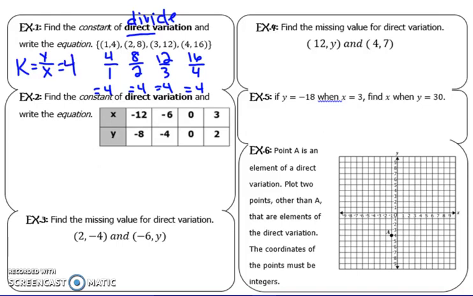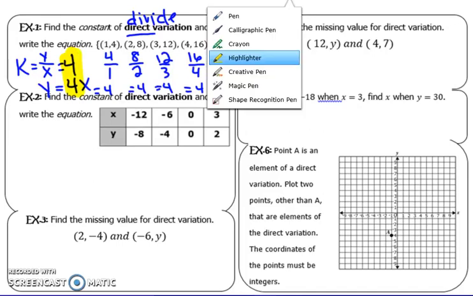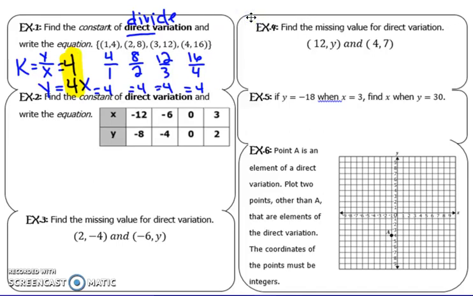Now, when I go to write the equation, it is y equals 4x. 4 is my constant of variation, and so that becomes my slope. It is times my x since it is slope.